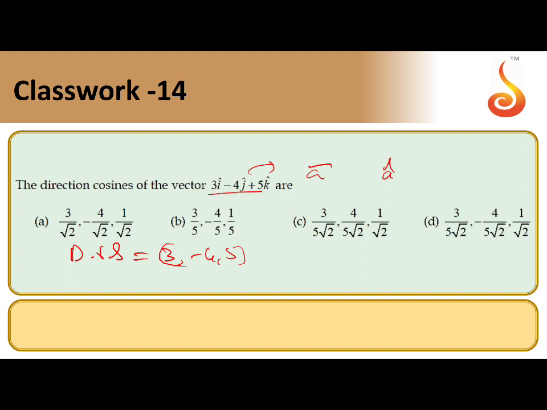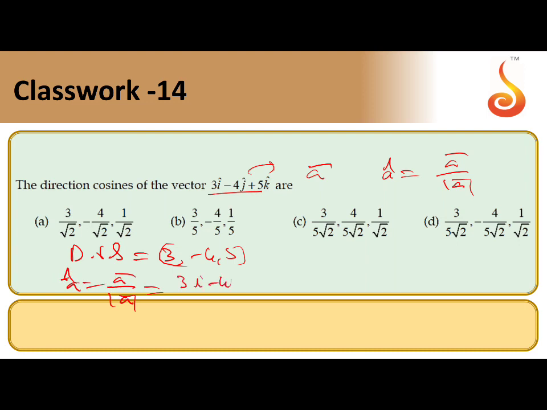So DCs come under the unit vector only. That means a bar by modulus a bar. DRs of this one are 3, minus 4, 5. How to get DCs? Find the unit vector. The unit vector components are DCs only. Here a cap equals a bar by modulus a bar.